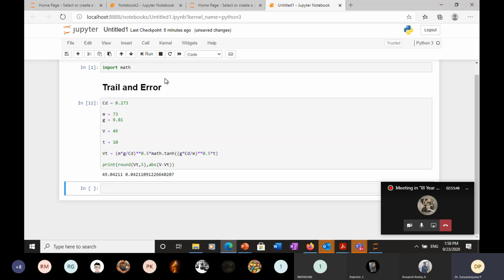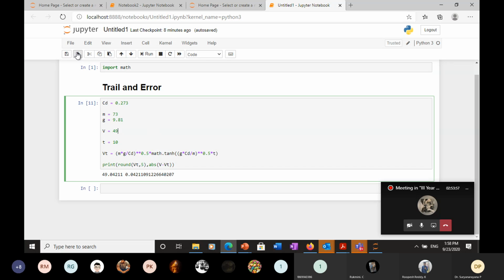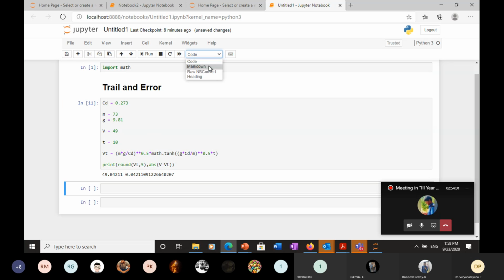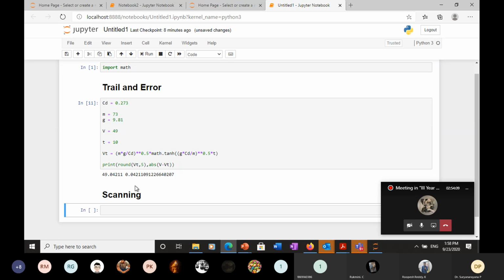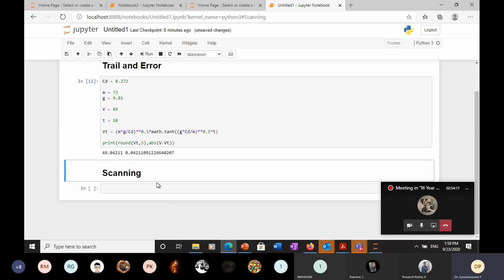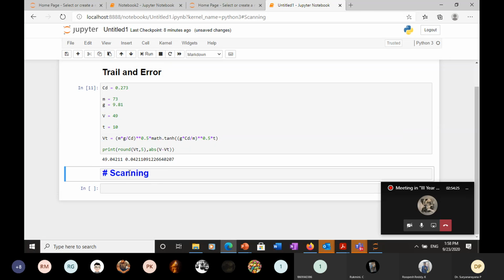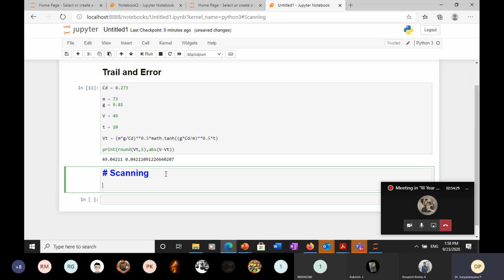Well, see, what I'm doing here is trial and error. But a more proper way of doing it is called scanning. Okay, I think you understood trial and error, right? Yes, sir, understood. So what we do in scanning is, instead of doing it randomly like this, we do it properly. We have to first of all rewrite the equation.